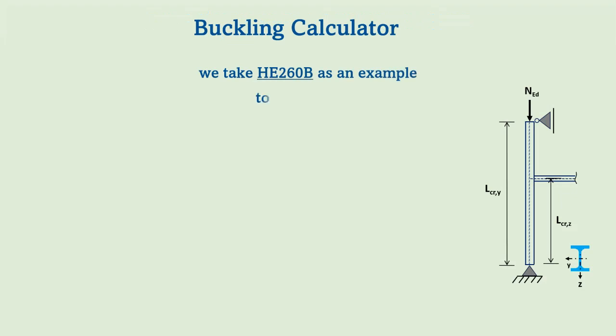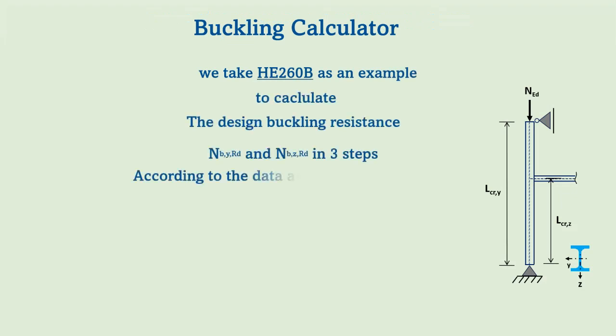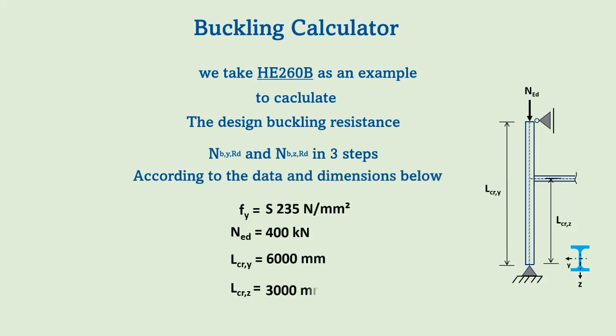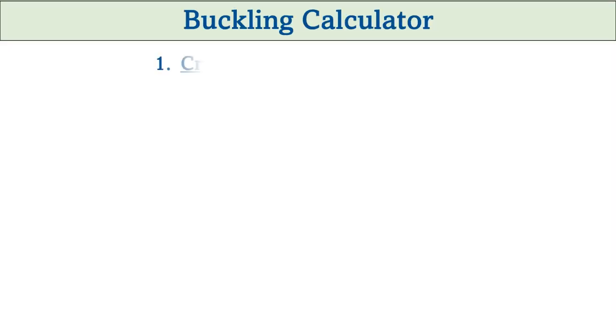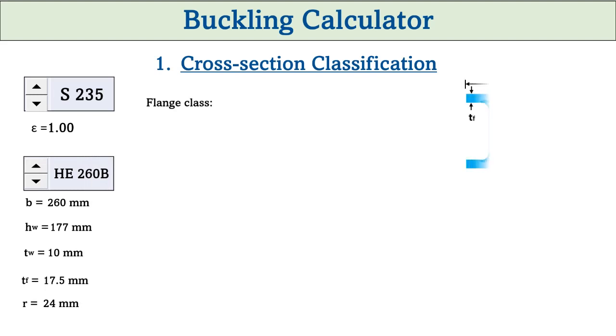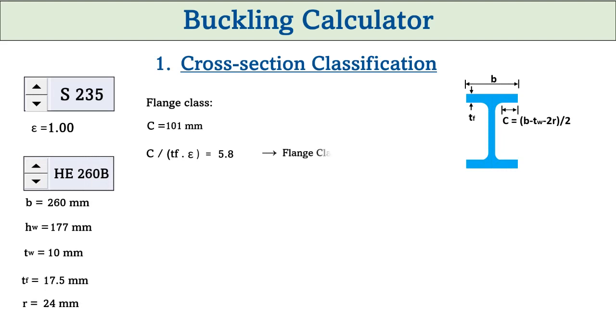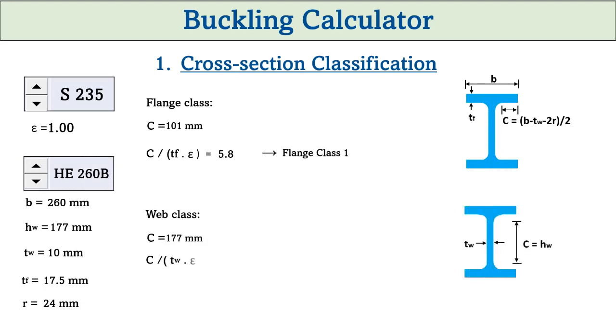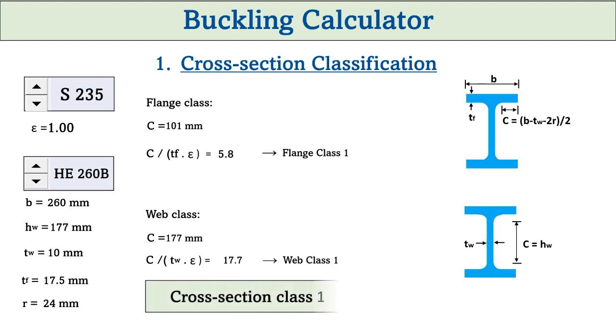We take HED 260 as an example to calculate the design buckling resistance in 3 steps according to the data and dimensions below. As mentioned earlier, we can determine the class of the cross-section by substituting the values of C, the thickness of the flange, and the thickness of the web into the classification equations. Then, we take the highest class as the unfavorable value for the cross-section.